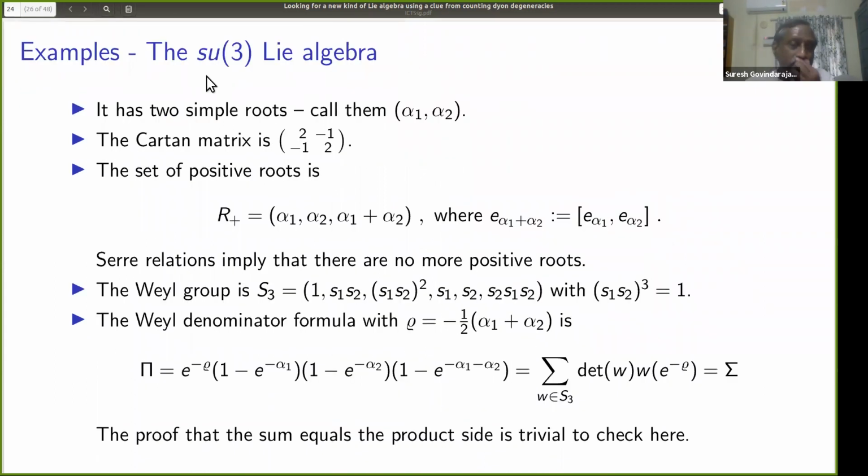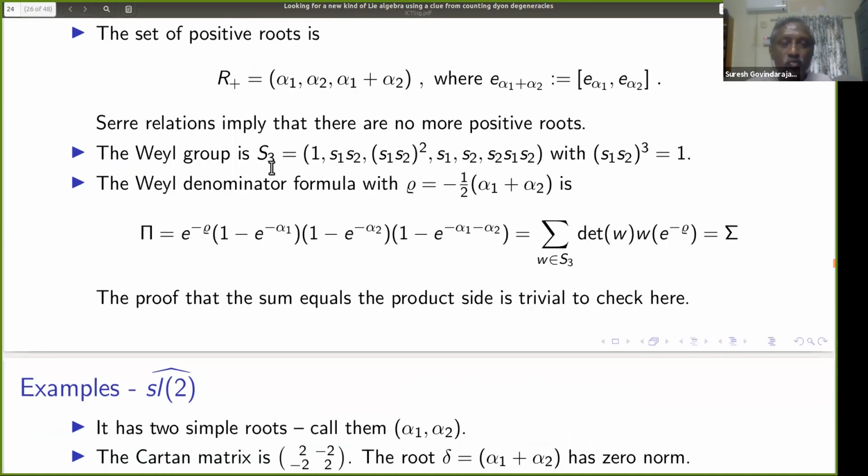Okay, the SU3 or SL3 Lie algebra has two simple roots, call them alpha 1, alpha 2. And the Cartan matrix is just 2, minus 1, minus 1, 2. The set of positive roots here is alpha 1, alpha 2, and alpha 1 plus alpha 2, where E alpha 1 plus alpha 2 is just the commutator, the bracket of E alpha 1 with E alpha 2. And the Serre relation tells you that there are no more. It stops here. So here's an example where the process ends. And the Weyl group is S3, which is generated by the Weyl reflections S1, S2. So S1 squared is 1, S2 squared is 1, (S1 S2) cubed is 1.